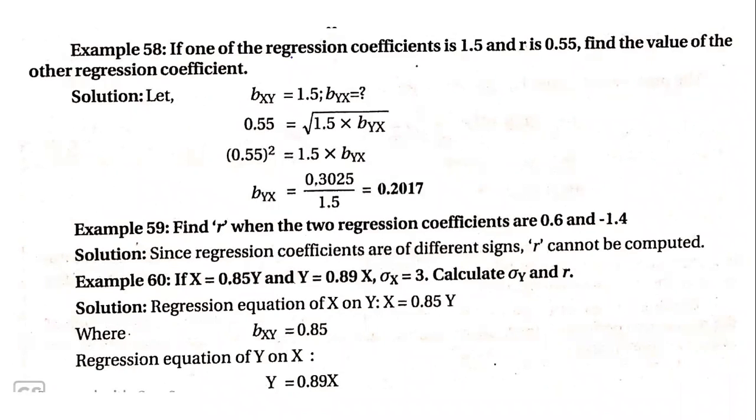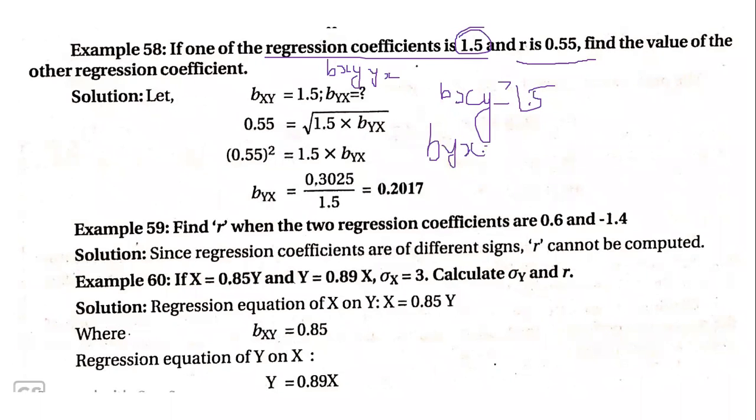If one of the regression coefficients is 1.5 and R is 0.55, find the value of the other regression coefficient. Now here they have not told if it is bxy or byx. We don't know which is 1.5. So we will assume one of them, because it's anyways multiplication. They are saying one of the regression coefficients, so I am assuming bxy is 1.5. You can also assume byx as 1.5. No problem. In both cases, you will get the answer.